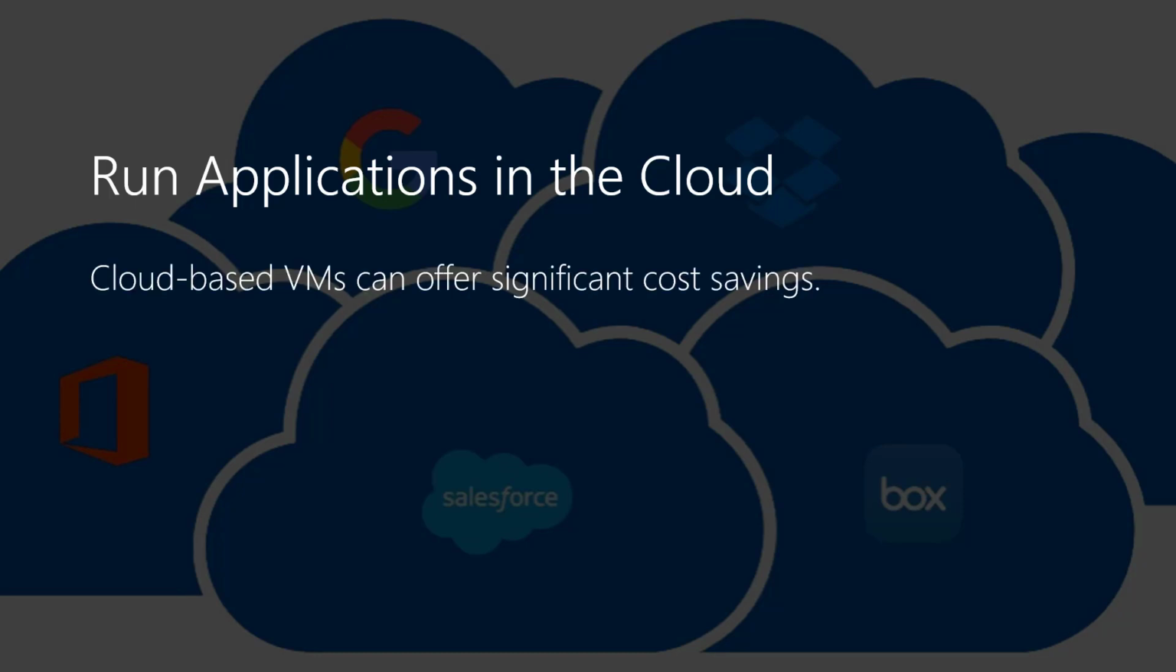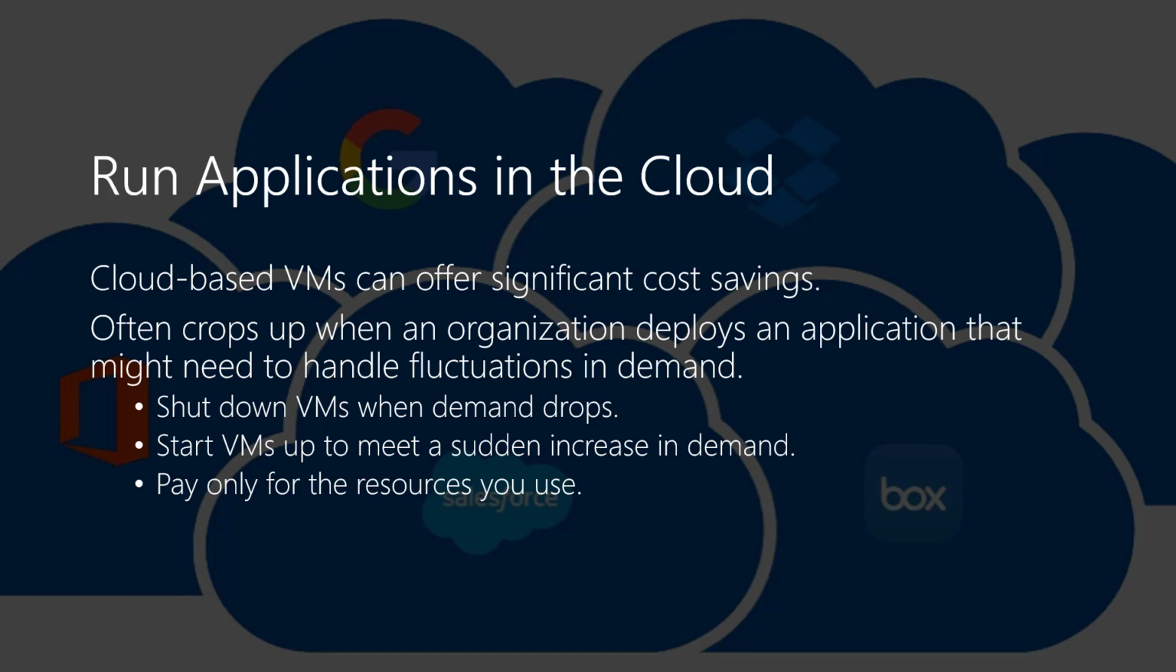This use case often crops up when an organization deploys an application that might need to handle fluctuations in demand. In these situations, you can simply shut down VMs when demand drops. You can then start them back up if you need to meet a sudden increase in demand. This allows you to only pay for the resources that you use.